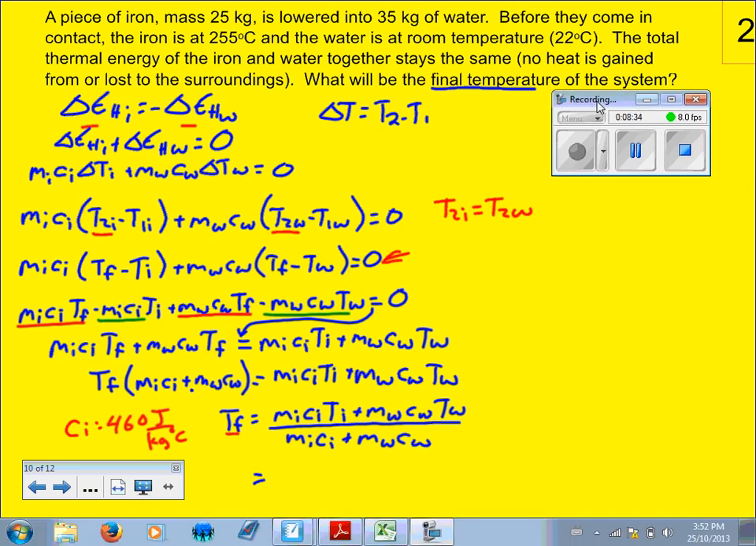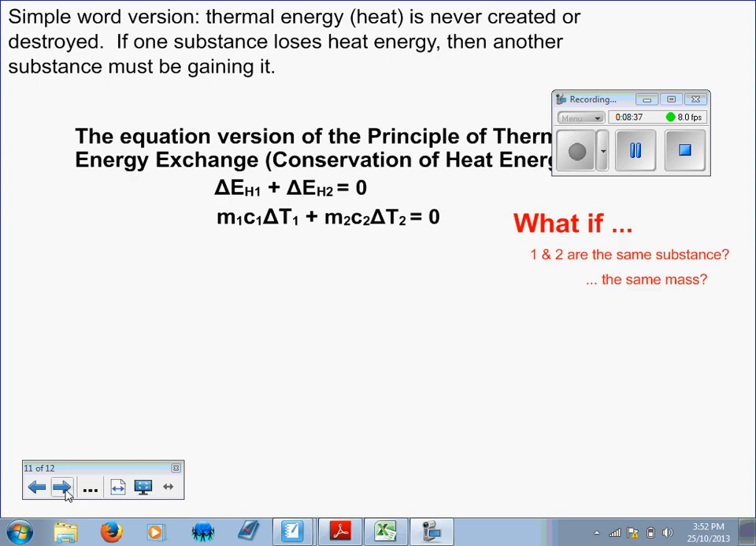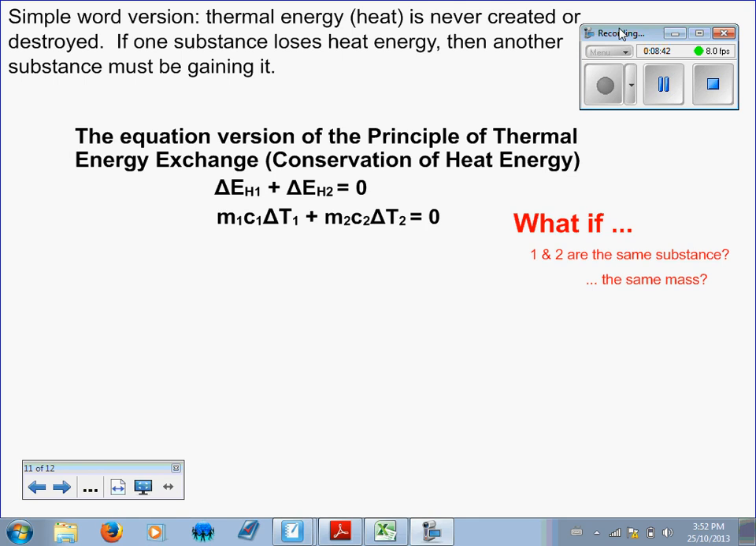Continuing, 8.5 minutes, a couple more things we can tackle. A simple written word version or spoken word version of the thermal energy exchange principle is that it's never created or destroyed. Heat only moves from one place to another, and that means that if you've got two substances together at different temperatures, heat is going to move between them until they're the same temperature. The one that loses the heat energy is going to give it to the other one, and the other one's going to gain. Okay, so read it. It's a little simpler, a little more clear the way it's written than the way I said it.